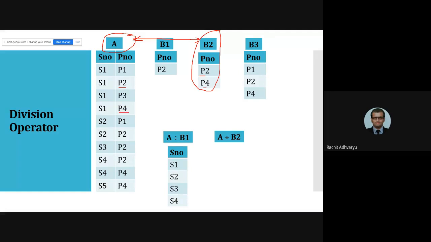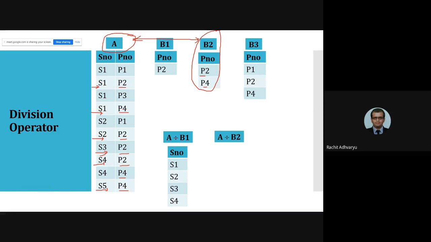So P2, P4, P2, P2, P2 and P4. So there, no, and this is the P4. So in this row and this row, the values P2 and P4 lie. But the rule says that P2 and P4 must be associated with each and every tuple of this particular column, that is, each tuple must be associated with the values of table 2.